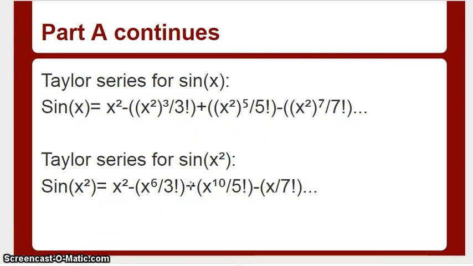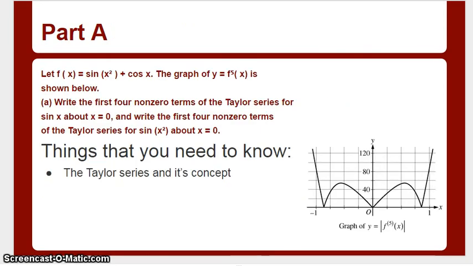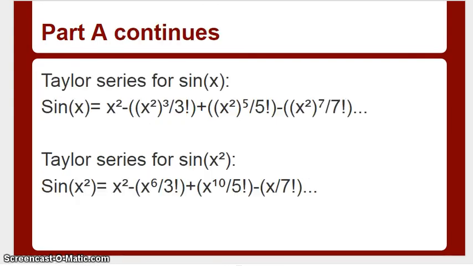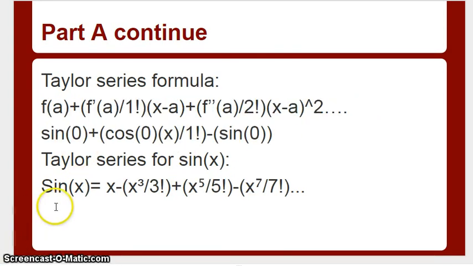Okay, so let's take a look at the second part of question A. The second part to question A asks us to write the first four non-zero terms of the Taylor series for sine of x squared about x equals 0. Okay, so let's take a look at the Taylor series of sine of x. As you can see, this is what we got from the previous part of part A.